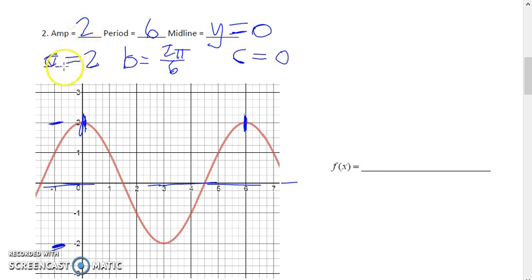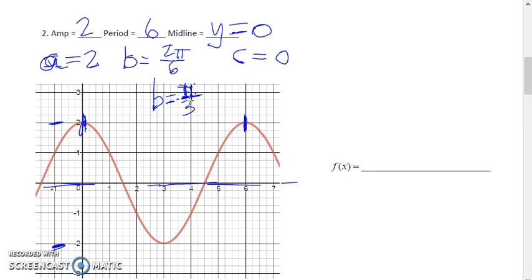So since the amplitude is 2, I know my A is equal to 2. Since the period is 6, my B is 2 pi divided by 6, which reduces to pi over 3. And then since the midline is 0, C is 0. That's all we need to write it.